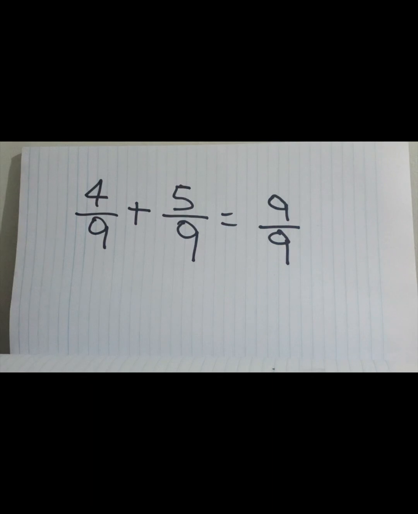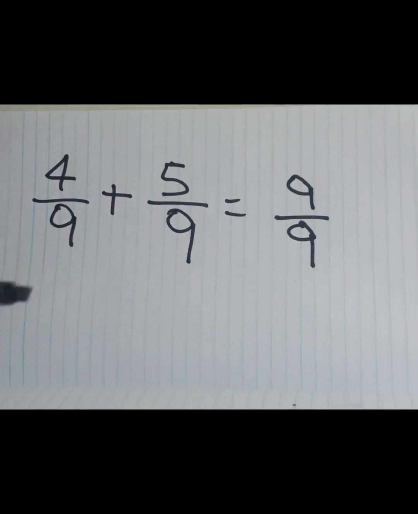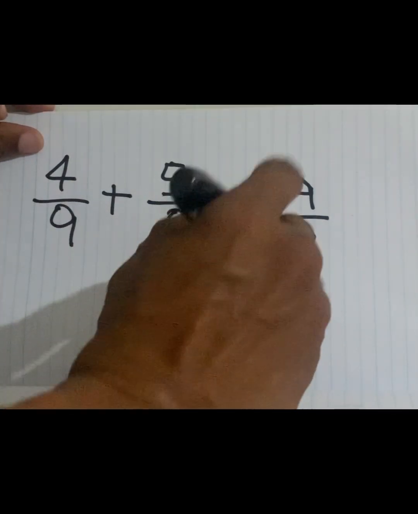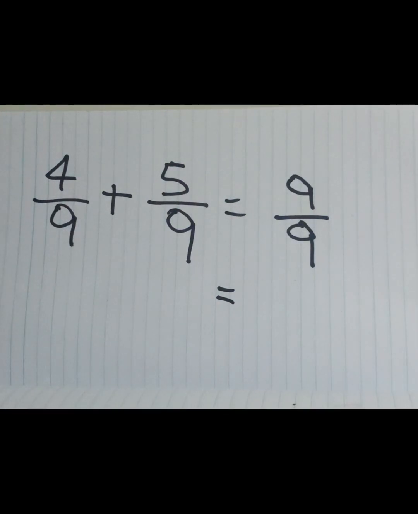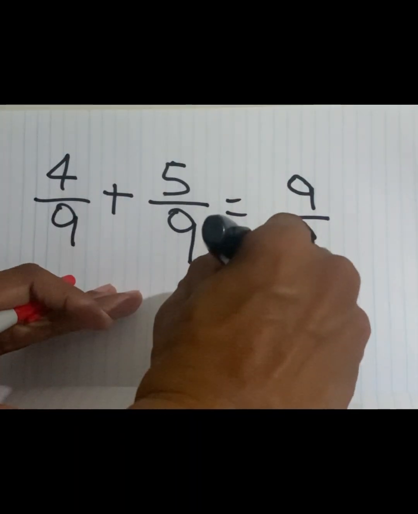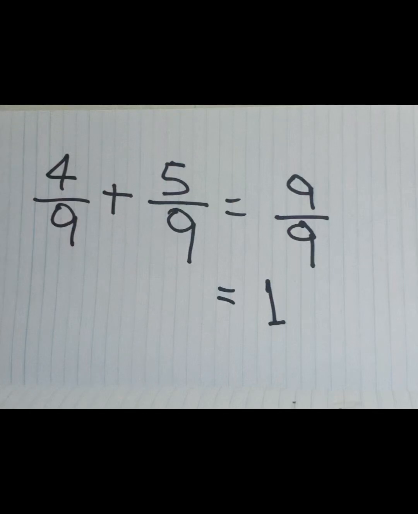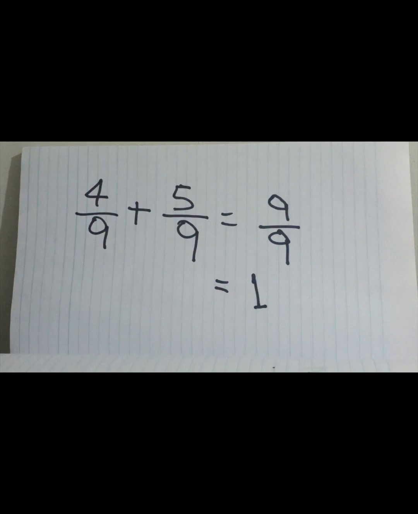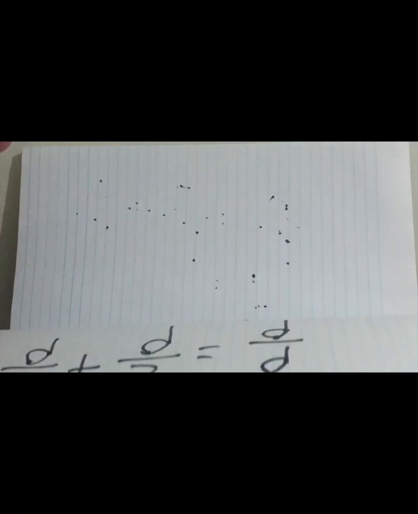Okay. Do we leave that in this form? No. We break it down: 9 over 9 is the same thing as 1. I like to do these simple examples because sometimes people do make mistakes and leave it as 9 over 9. So any number over the same number equals 1, except 0 of course. That's a whole different section right there.